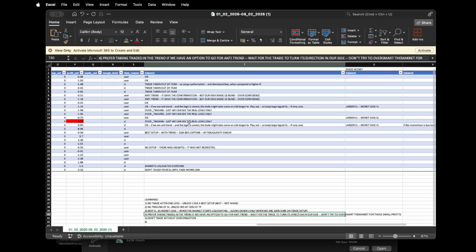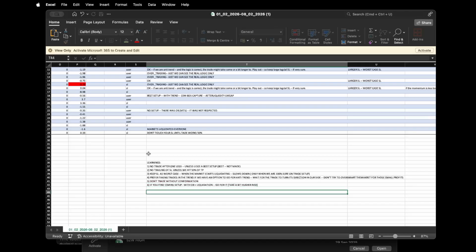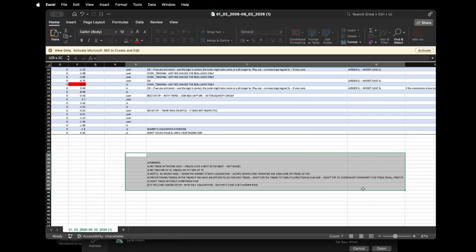Best setup is, if you find a 15 minutes setup with OB plus liquidation, go for it. Take a bit higher risk because those trades are awesome. So these are the 6 learnings that I will take from the first week of Feb.